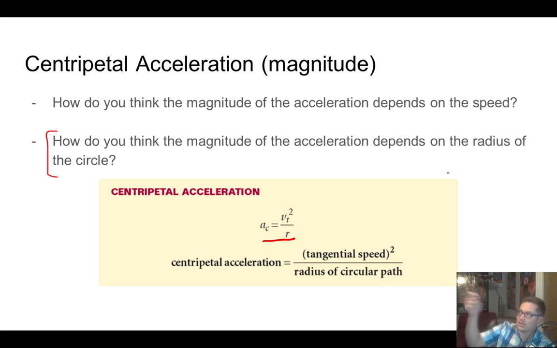Whereas if you bring that in and start swinging and you make that radius smaller and you swing it tighter, then that acceleration needs to be much greater, because it's changing its direction much quicker. All right.